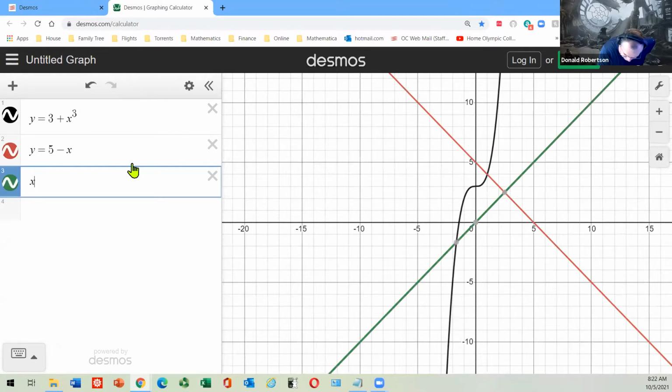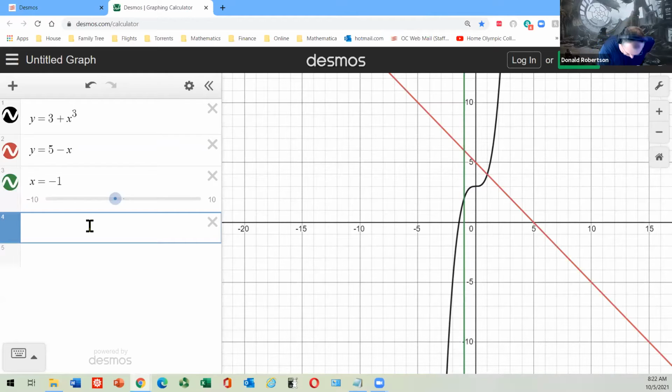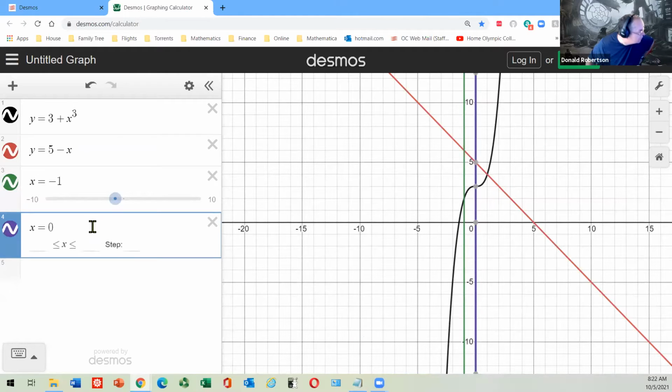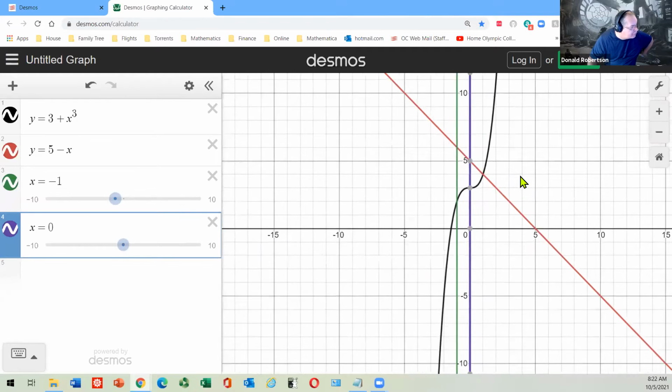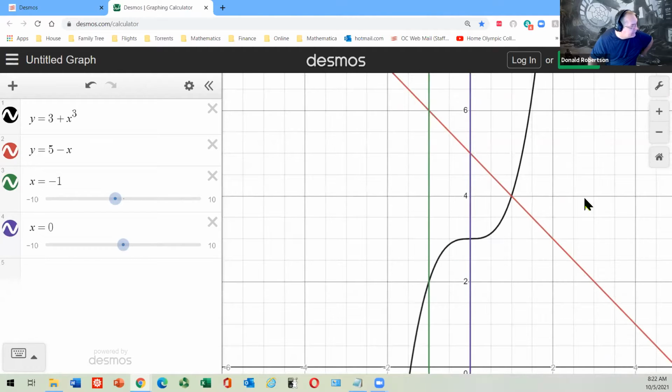Then I do what? x equals -1. And I'll do x equals 0. Well, we all know x equals 0 is the y-axis, so I'm going to zoom in. And here's the curve. Here's the straight line. This purple line is x equals 0. This green line represents the other one. So the region I'm looking at is this region here.